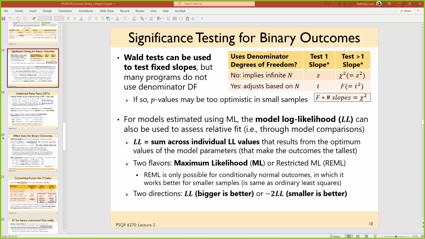So log likelihood is the sum across observations of the height of the data given the model. And you want the data to be as tall as possible. So bigger is better in that metric. If you take that number and multiply by -2, you're changing the direction of what up versus down means. So it becomes opposite because you're multiplying by -2 as opposed to just 2.